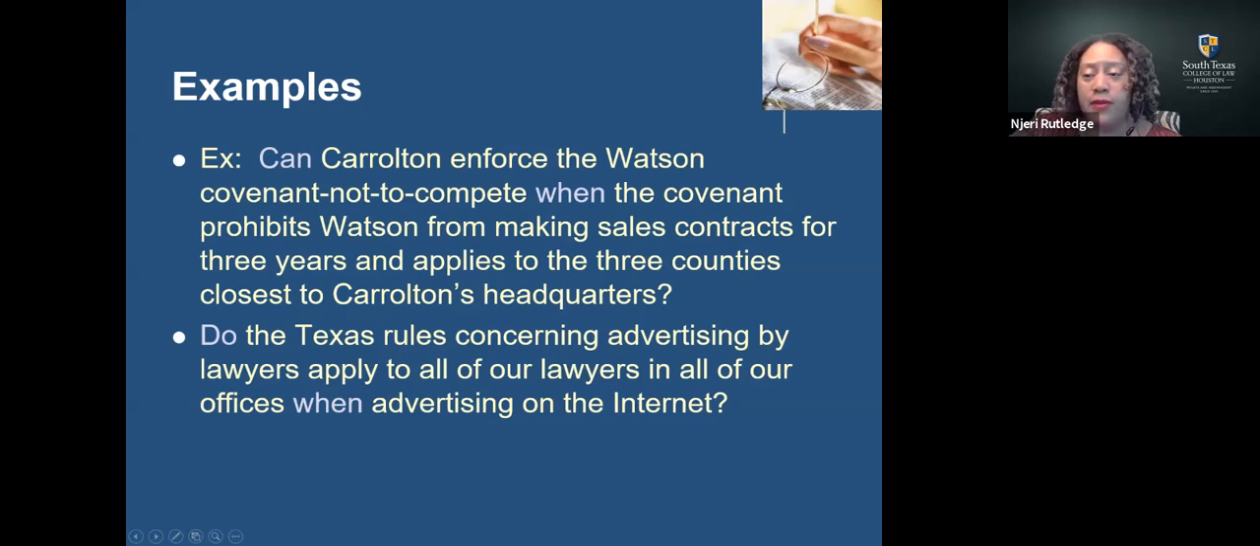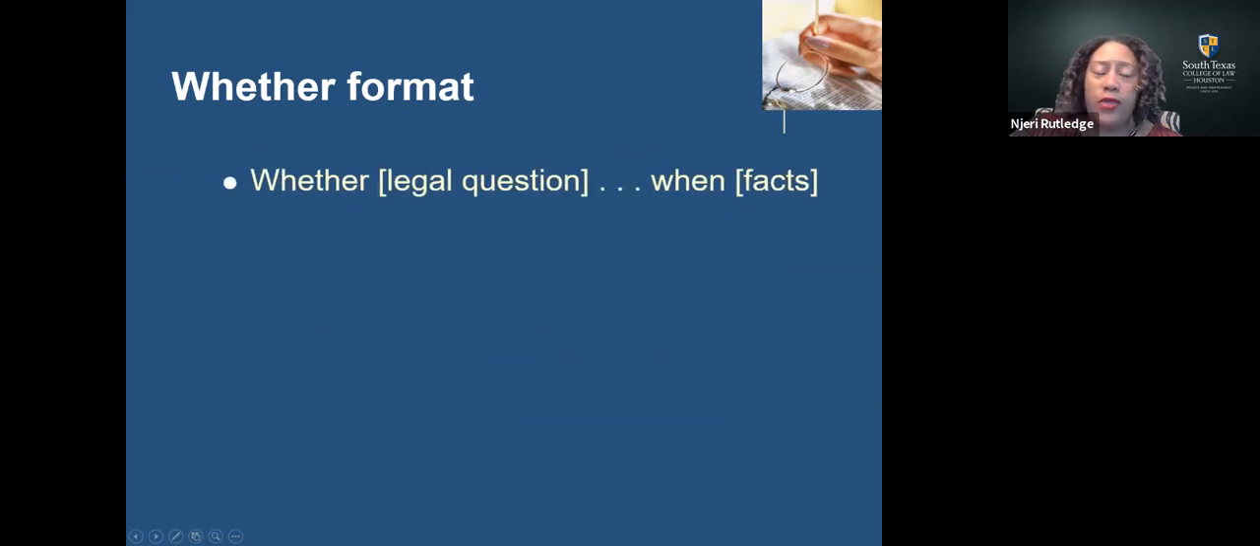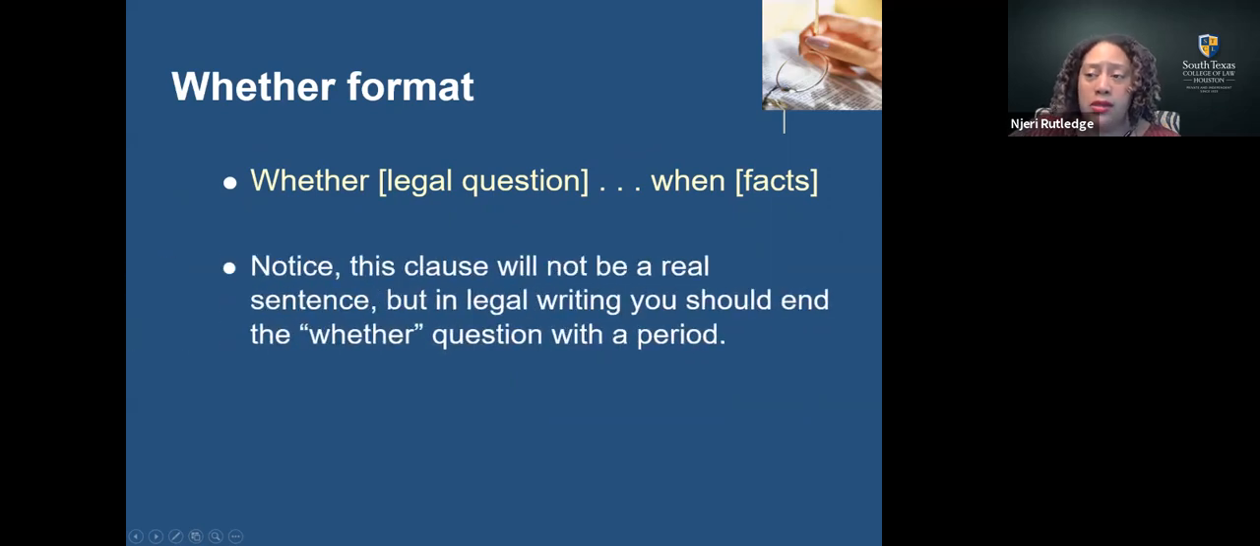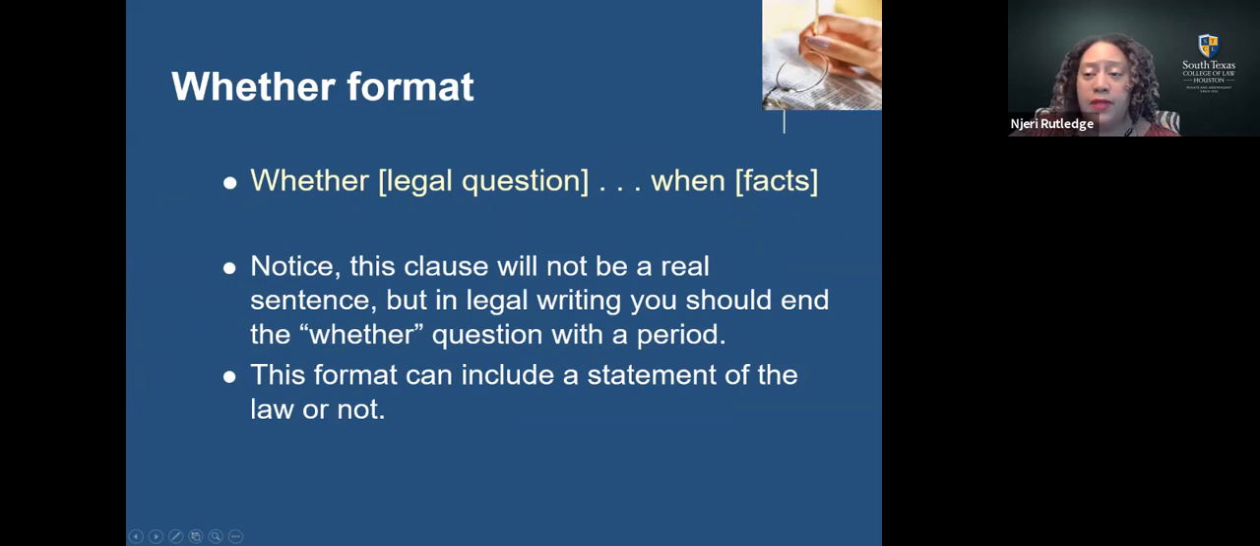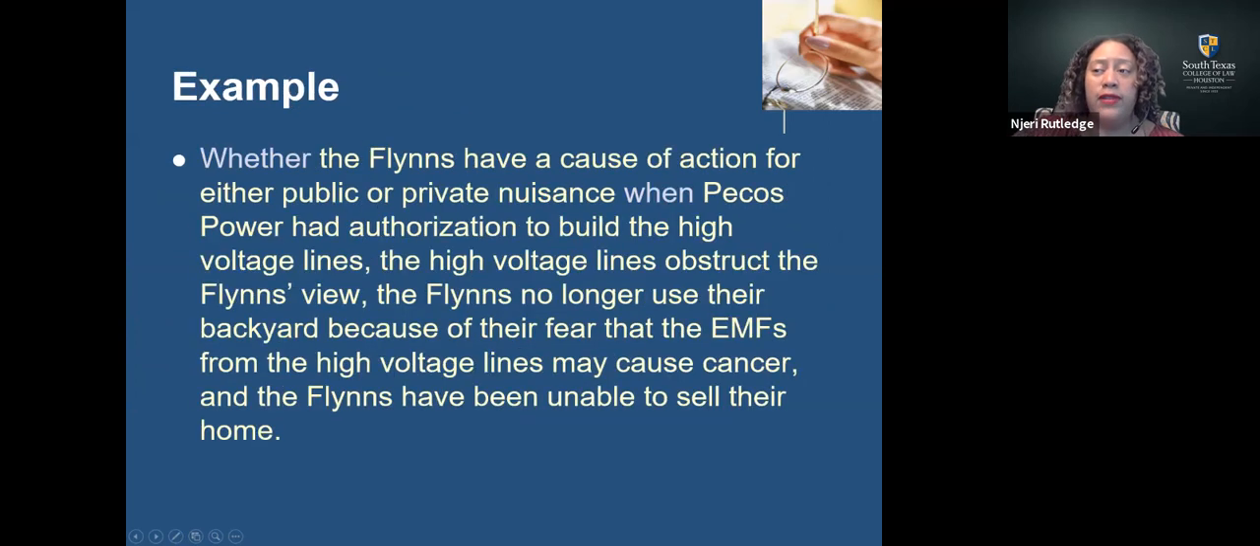Normally, I am not a fan of personal pronouns. The whether format is very traditional. You put whether, legal question, when, and the fact. It's a clause, not a real sentence, but in legal writing, you end it with a period, not a question mark. And it can include a statement of the law or not. Example, whether the Flynn's have a cause of action for either public or private nuisance when Pecos Power had authorization to build the high voltage lines. The high voltage lines obstruct the Flynn's view. The Flynn's no longer use their backyard because of their fear that the EMFs from the high voltage lines may cause cancer, and the Flynn's have been unable to sell their home.